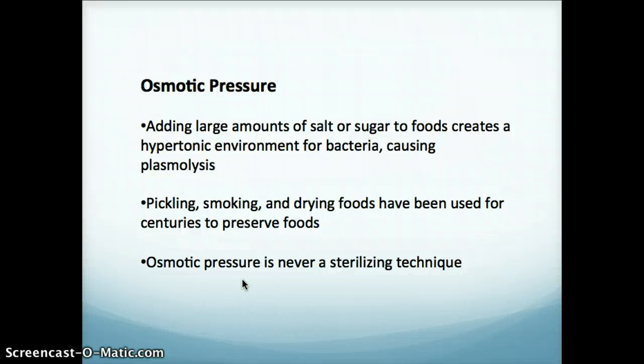So these are the physical controls that we see for microbes. My last lecture will be on the chemical controls.